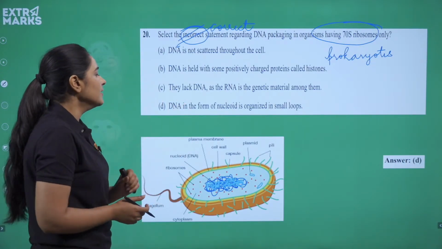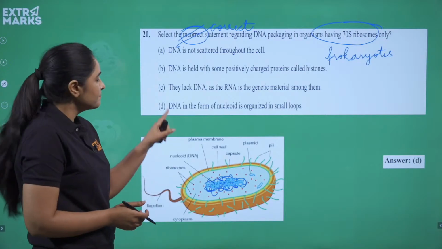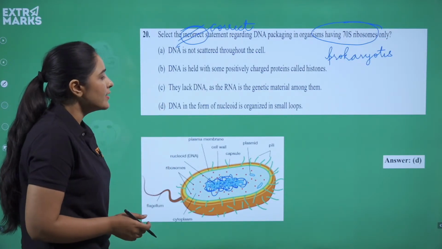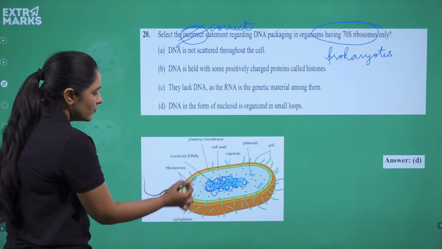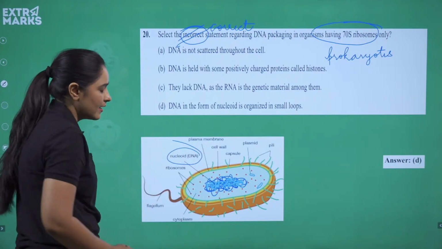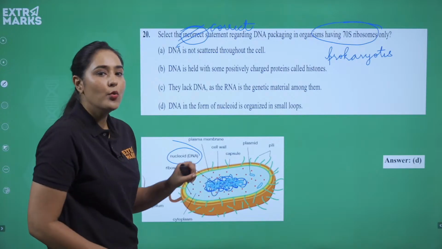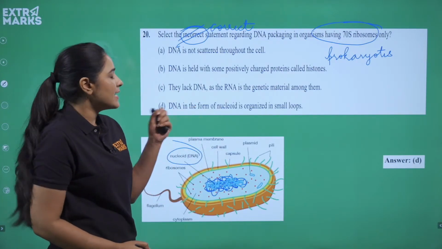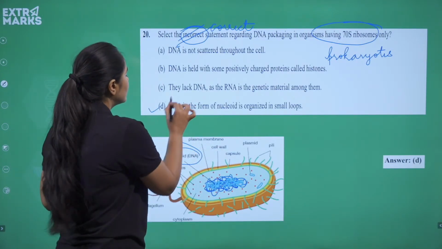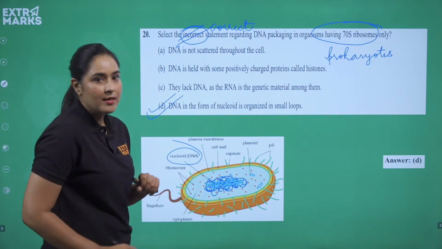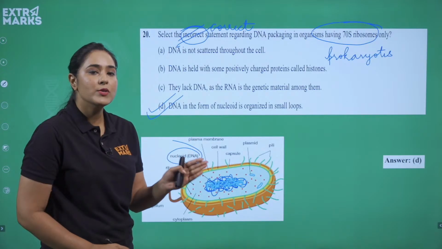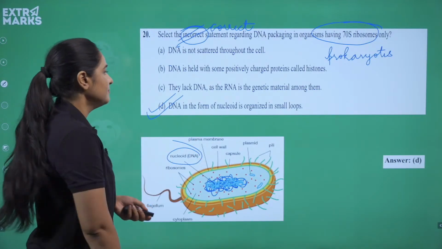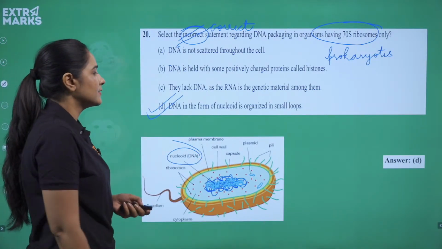We are having the last option here. DNA in the form of nucleoid is organized in small loops. As you can see here, we are having the nucleoid DNA and it is in loop form. So obviously this statement is correct with respect to the prokaryotes. So we are having one correction in this question, that we have to select the correct option here. So D option here is correct.